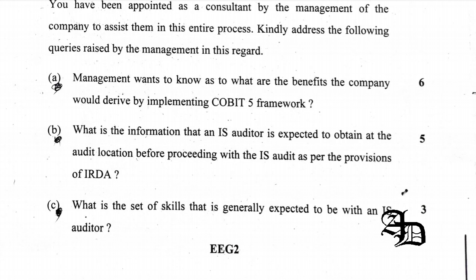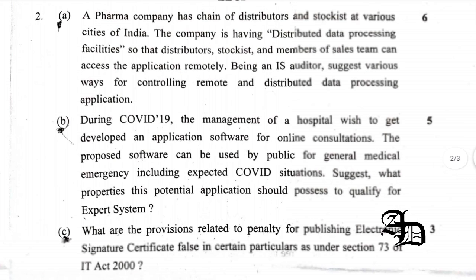Coming to first C, it was related to what are the skill sets required by the IS auditor. Of course, sound knowledge of business operation, good understanding of information risk and control, knowledge of IT strategies, etc. to be written down here.